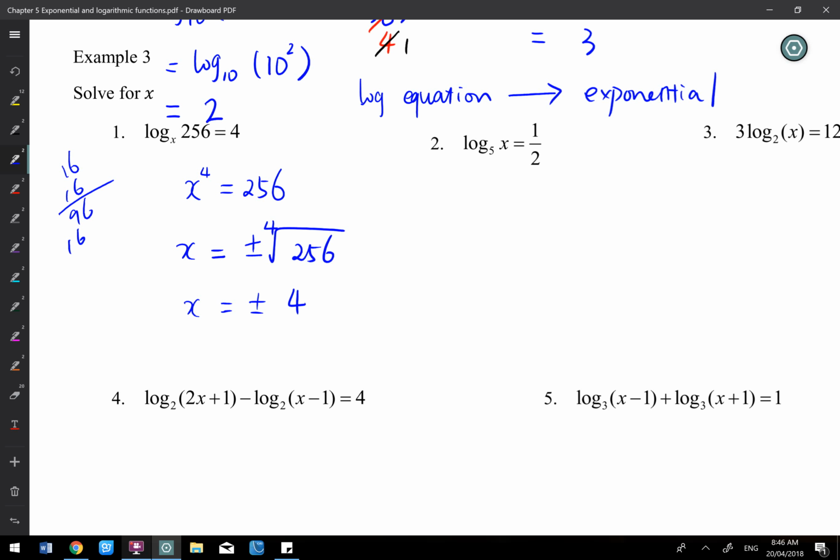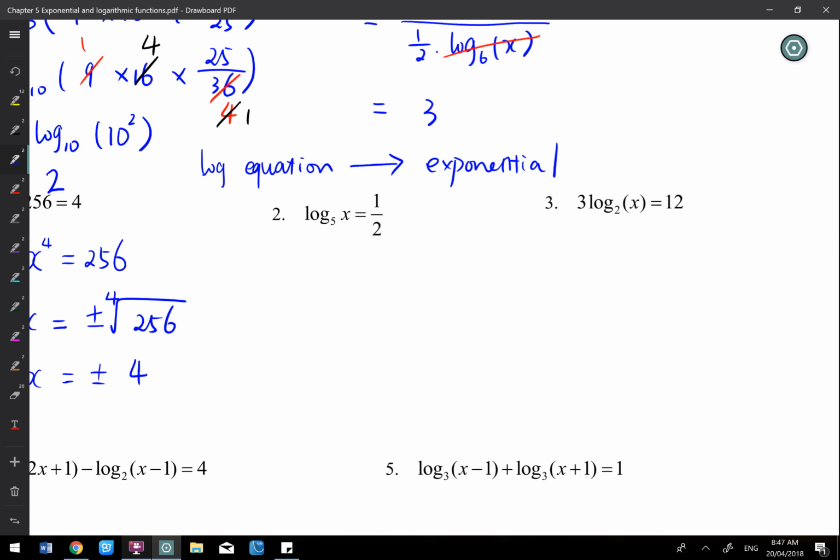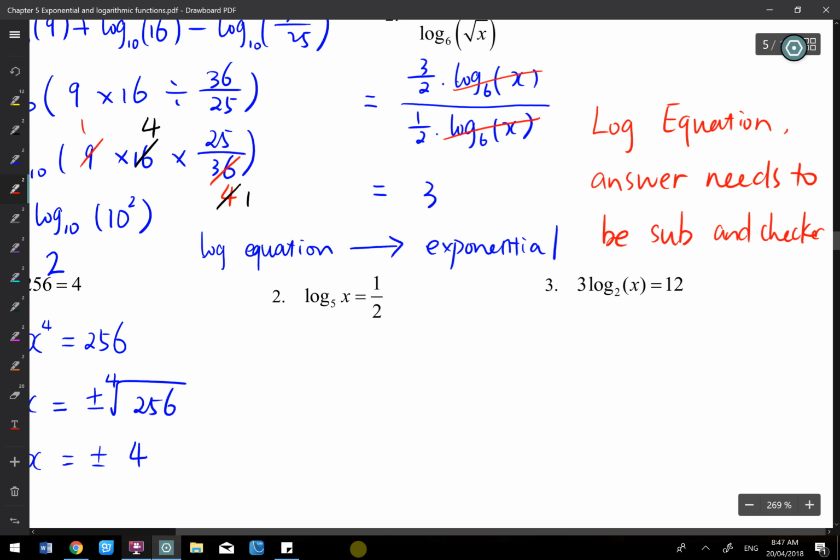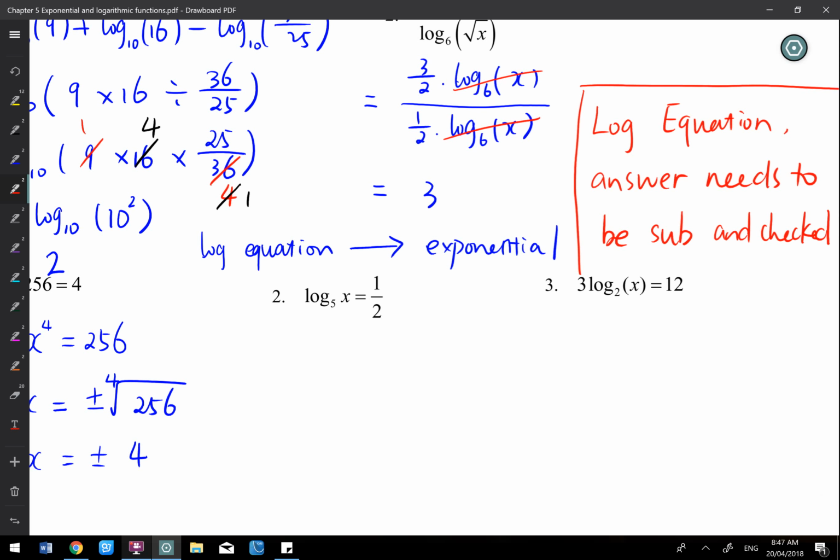But you need to check your answer. You need to check your answer back into the original log. Okay, for log equation, where I can write it. Log equation: answer needs to be checked. It's to be subbed in and checked. You need to sub your answer and then check your answer. Every log equation, when you solve log, you need to put the answer back to check. Okay, you need to do that.